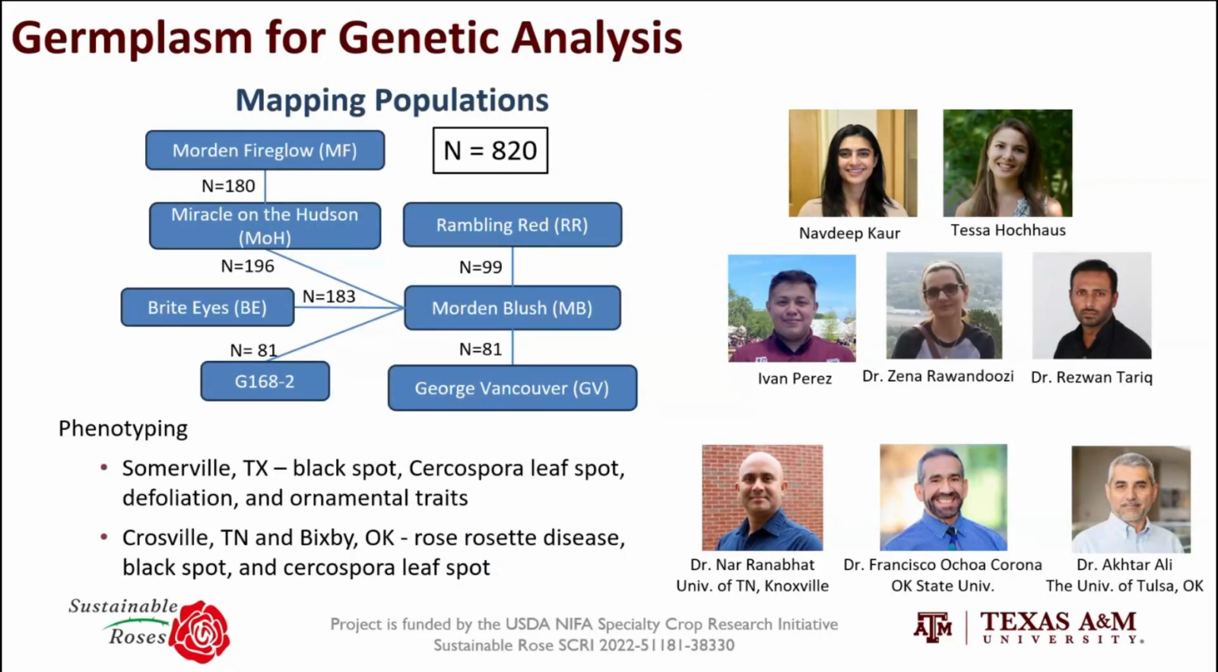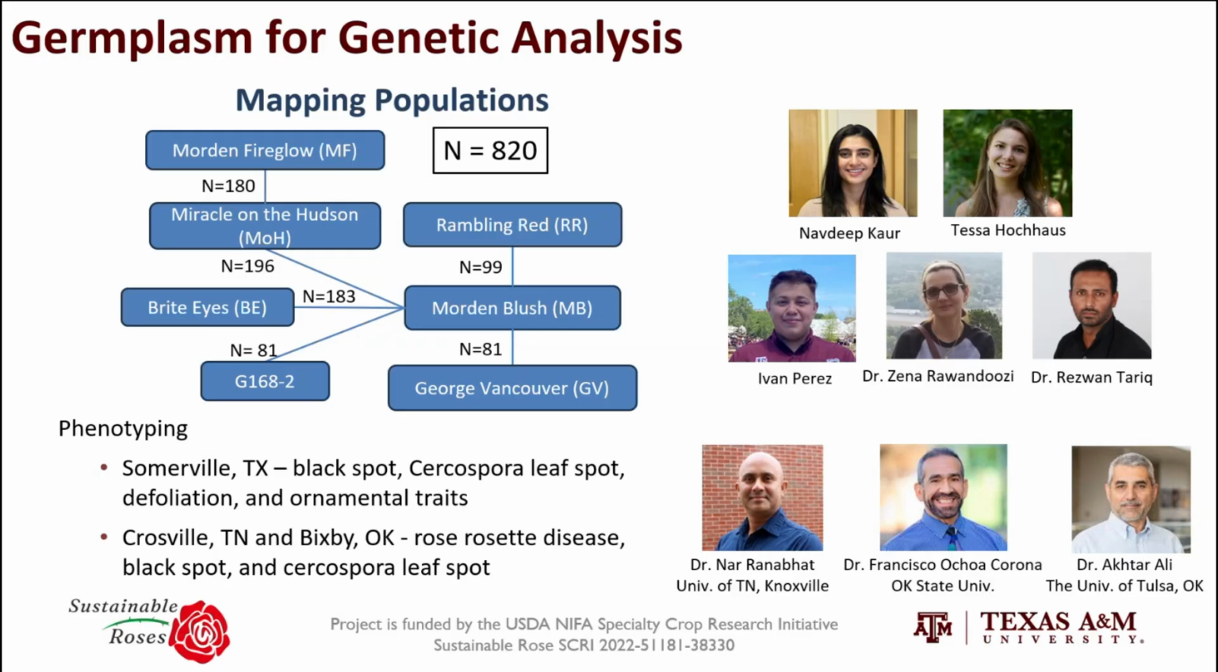So we've got mapping populations that Navdeep described to you. And again, the goal there is to identify factors for resistance to rosette disease and black spot particularly, although we do get into other traits depending on whether or not we have the data. You can think about it as a population of about 820 individuals that is interconnected by a specific process. So we use that for looking for QTL, but we want to then utilize that for genomic prediction modeling down the line as well.